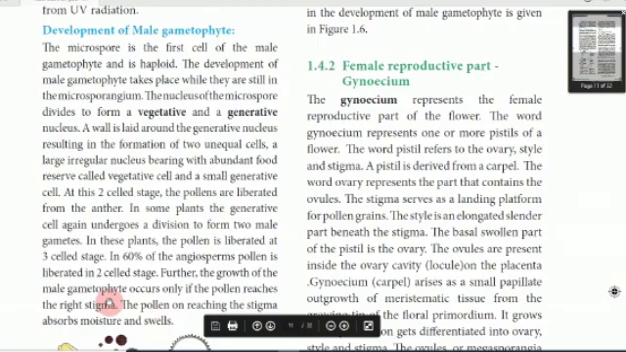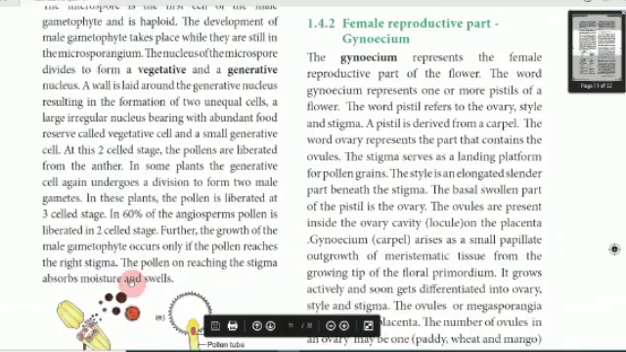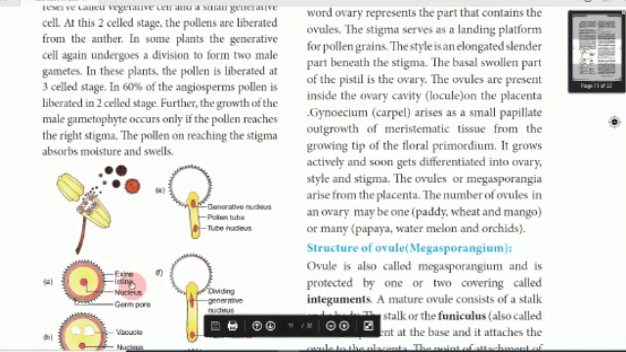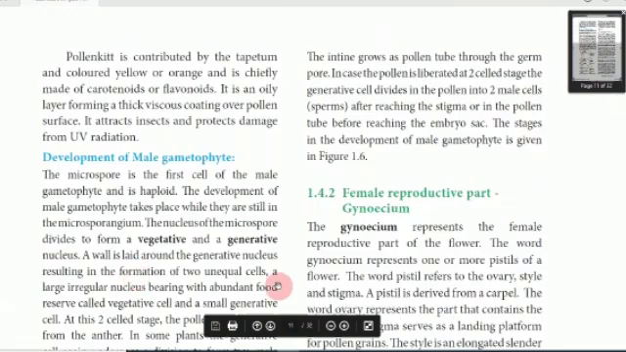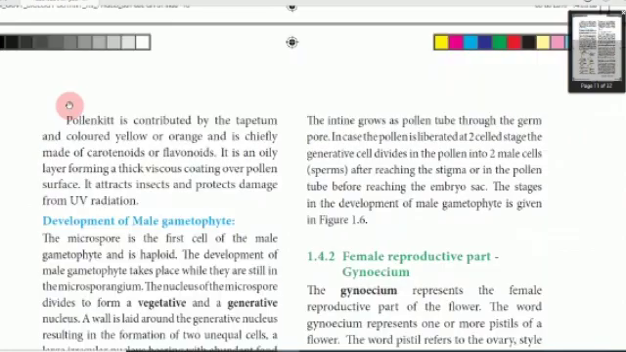The growth of the male gametophyte occurs only if the pollen reaches the right stigma. We already learned that pollen grains consist of two wall layers: the outer exine and the inner intine. The exine is a spinose layer and the intine is a smooth layer, and during pollen germination the intine develops into a pollen tube through the germ pore. In case the pollen is liberated at the two-celled stage, the generative cell divides. Here is the picture.